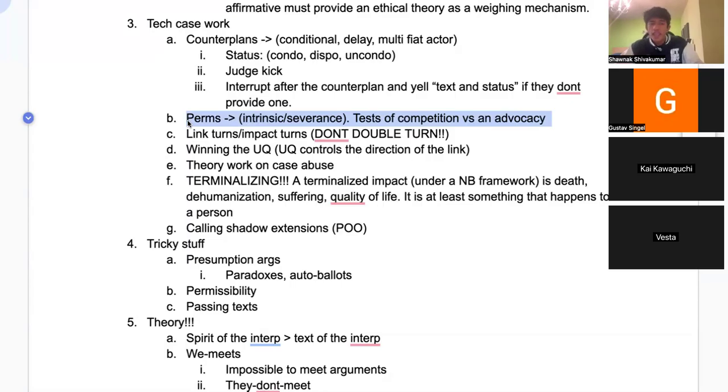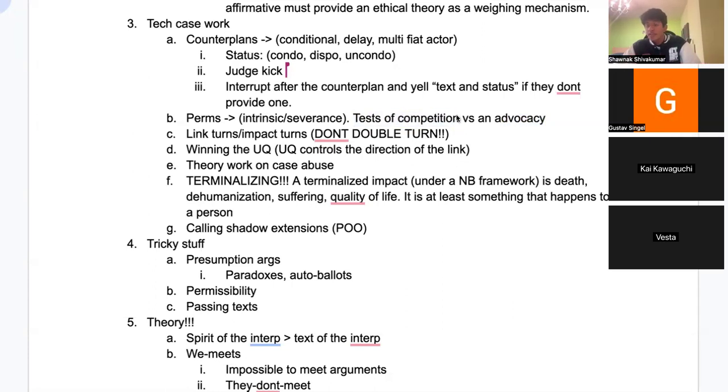You can run a severance perm where you take your plan and you shrink it down to the neg, because it still fits the resolution, and you can say that effectively is okay. And this actually leads to the next thing. Perms are by default tests of competition and not an advocacy. What this means is that in that situation I gave of $20 billion versus $10 billion, the advocacy doesn't become $10 billion. That just means the neg CP is invalid. That means the neg CP doesn't count, because once again, perms are a test of competition.